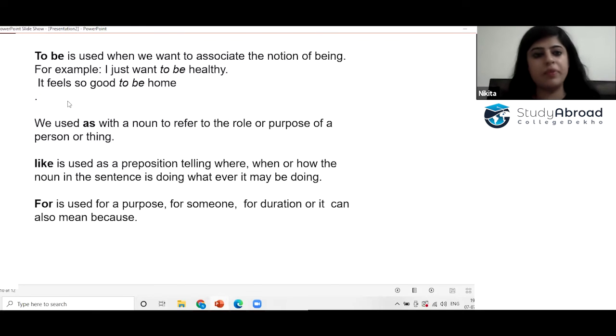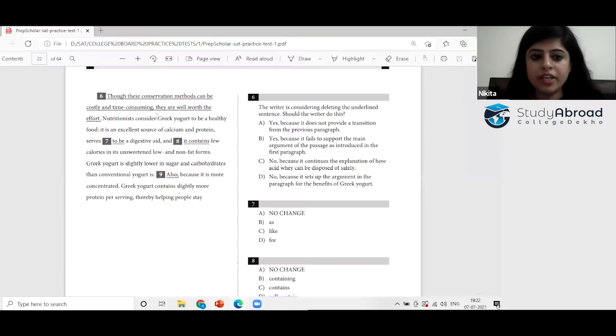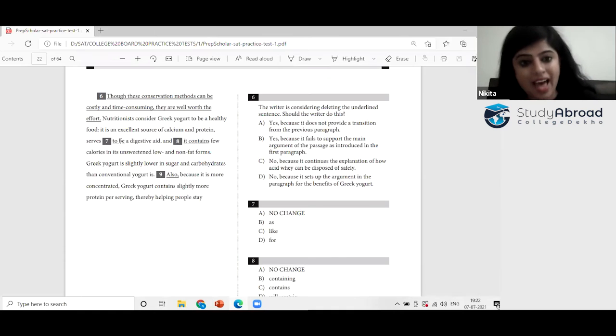When do we use to be? To be is used when we want to associate the notion of being. To be a healthy food. I just want to be healthy. Being, the state of being something. I just want to be healthy. It feels so good to be home. So we need to ask ourselves, is it being a digestive aid or is it actually serving as a digestive aid?